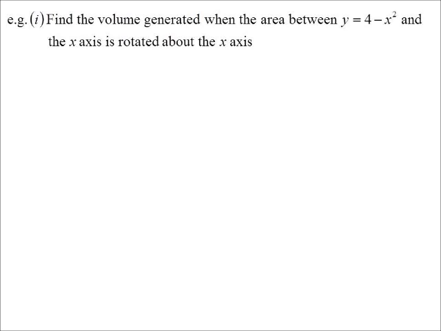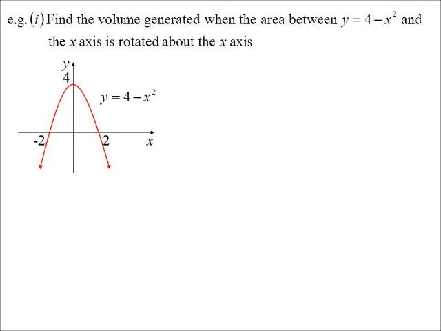So let's draw a picture. It's an upside down parabola. So I know the x-intercepts are minus 2 and 2, and the y-intercept is 4. I'm going to go around the x-axis. So I want my slice perpendicular to the rotation, therefore I want a vertical slice. Everything's going to be in terms of x because the thickness is the change in the x value.